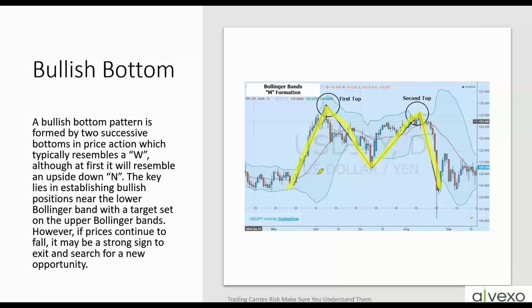Now, to be honest with you, I've never seen this develop in a live chart. It does, but I don't trade in that long of a period of time. And even if you're using a 15-minute chart, you still need lots of candles to form this whole thing.